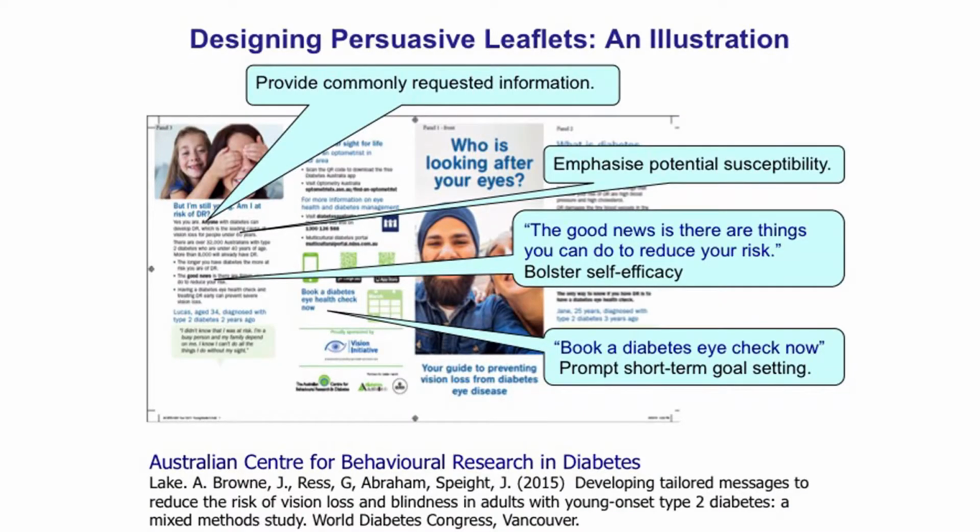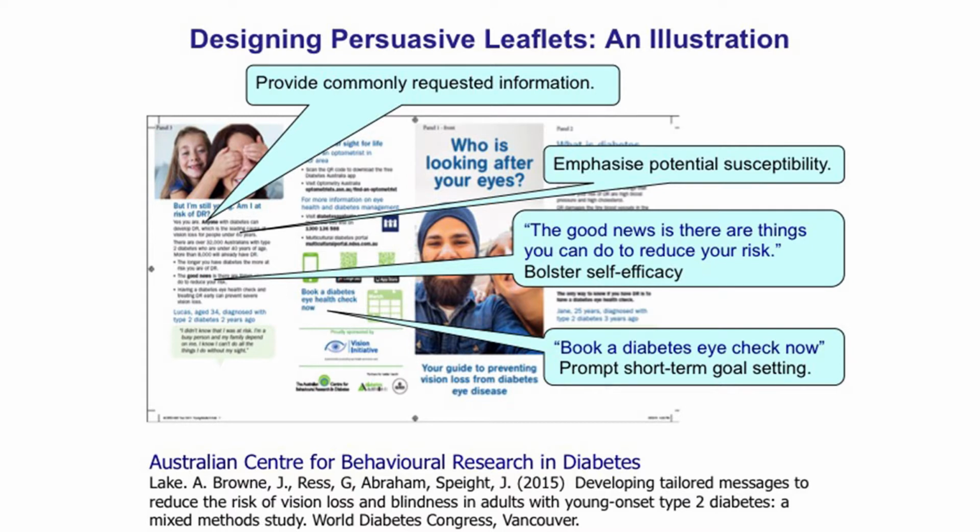So the recommendation here clearly is to make the content of your intervention correspond to the changes that research shows is likely to result in changes in behaviour. In this leaflet, for example, which has recently been developed with some of my colleagues in Australia, the idea of this leaflet is to promote eye testing amongst diabetics.